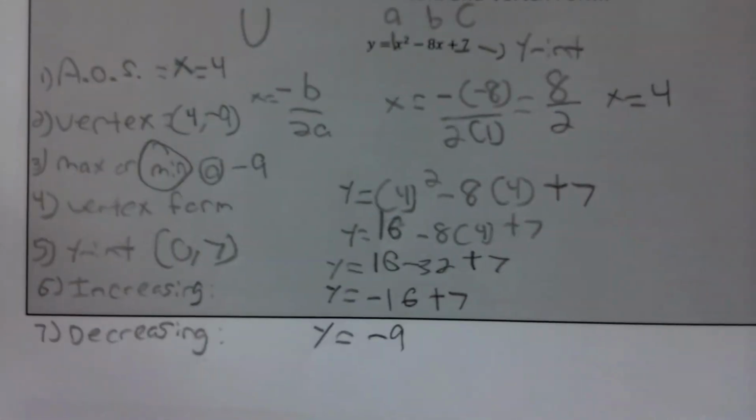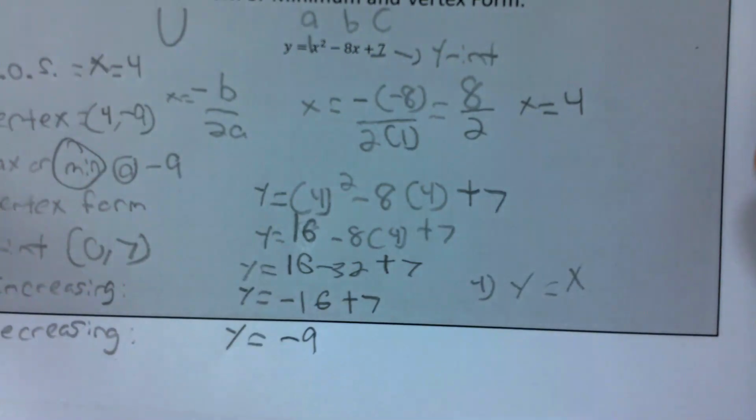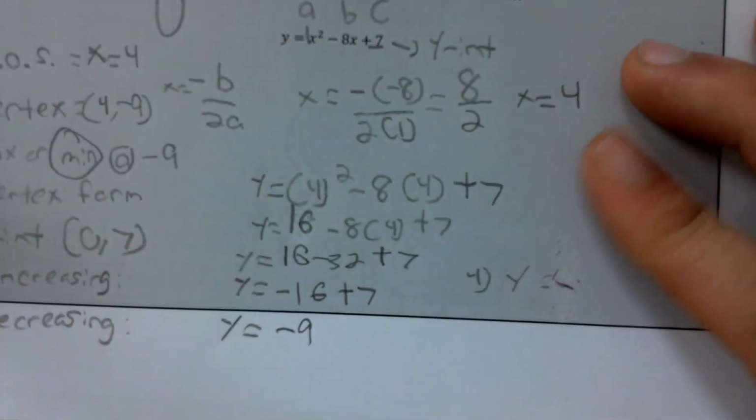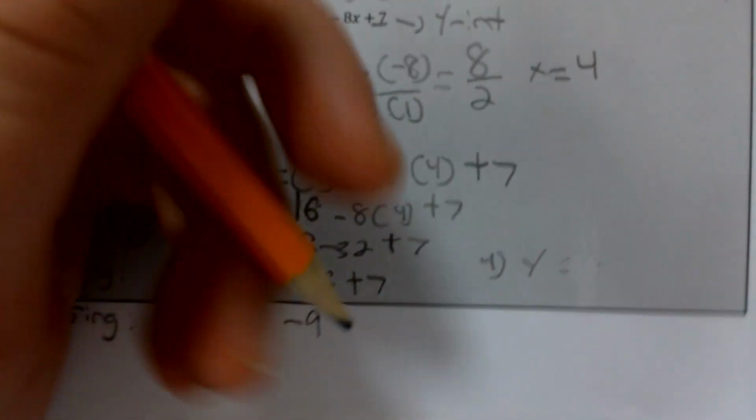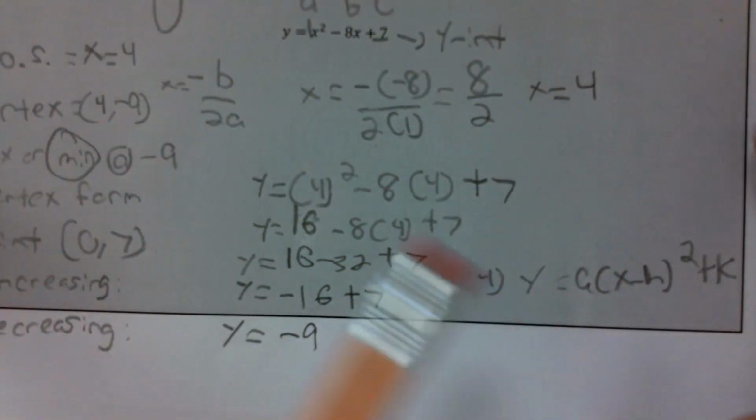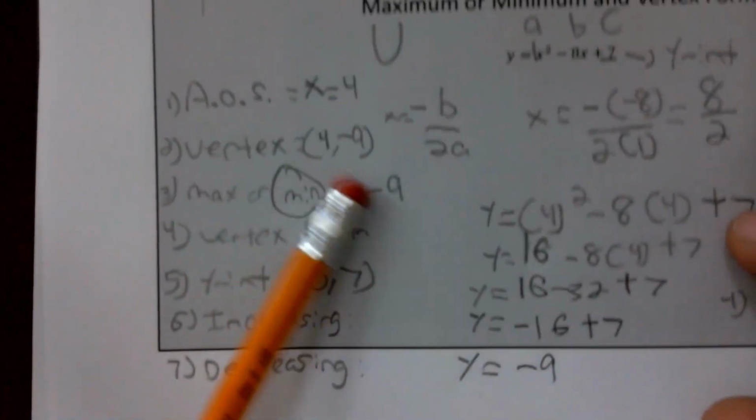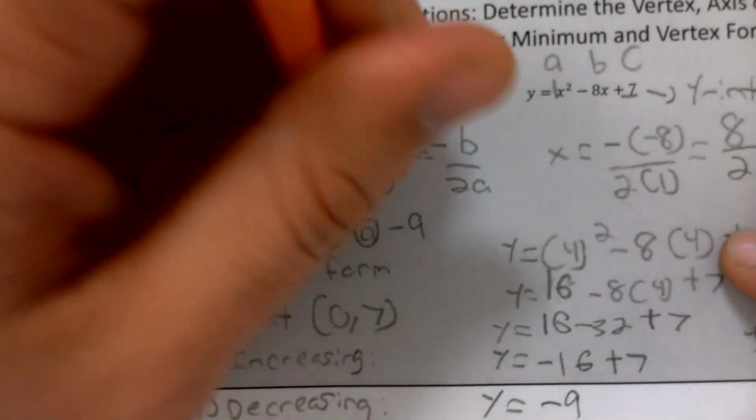Vertex form. So vertex form, I'm going to write over here because I'm out of space. But vertex form is y equals, I'm making all these mistakes right now. I'm trying to rush to finish this. Y equals a, parentheses, x minus h, squared plus k. Note, go back to your vertex. You see how this is x and y? X and y can also be h and k.